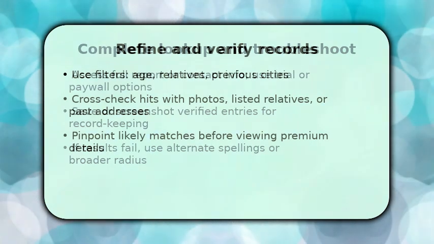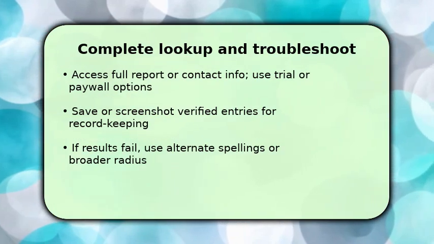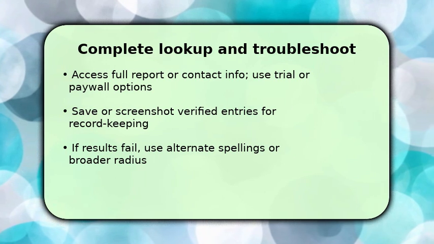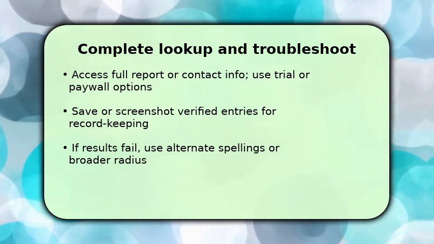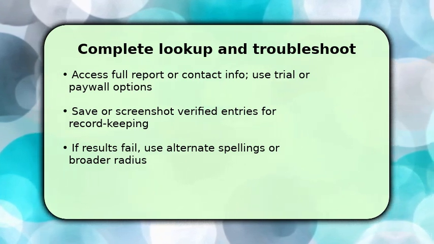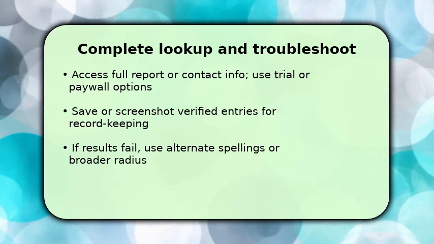Finish by accessing the full report or contact details. If a paywall appears, use trial options or export only the verified fields you need. Save screenshots or export data to your records. This prevents repeated searches and documents what you found.